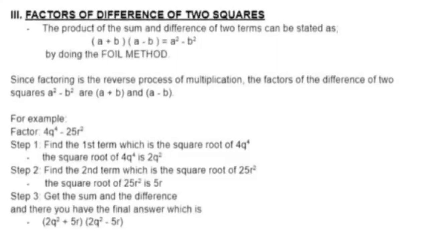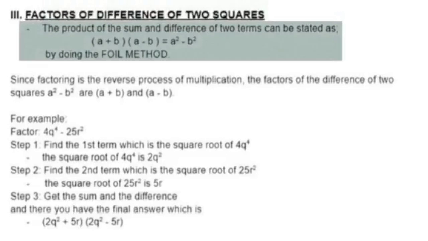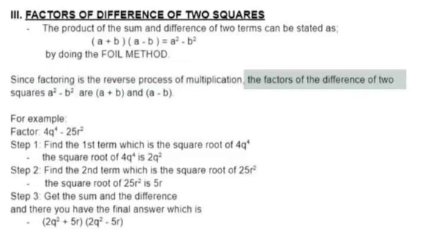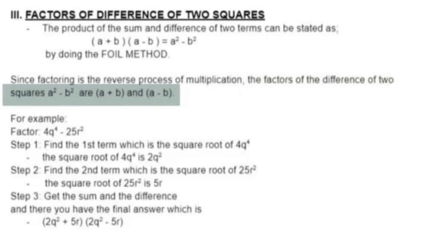Next, we have another method, which is factors of difference of two squares. The product of the sum and difference of two terms can be stated as quantity a plus b times quantity a minus b equals a squared minus b squared by doing the FOIL method. Since factoring is the reverse process of multiplication, the factors of the difference of two squares, a squared minus b squared, are quantity a plus b and quantity a minus b.